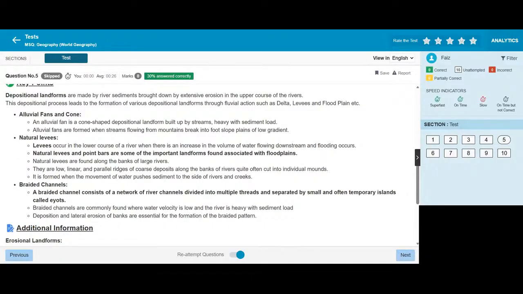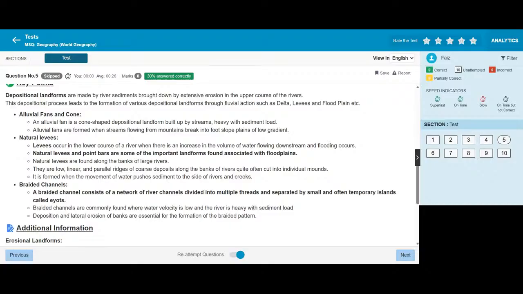In the upper course of the river, the depositional process leads to the formation of various depositional landforms through fluvial actions such as delta, levees, and floodplain. Alluvial fans and cone. An alluvial fan is a cone-shaped depositional landform built up by streams heavy with sediment load. Alluvial fans are formed when streams flowing from mountain peaks enter foothills of low gradient.